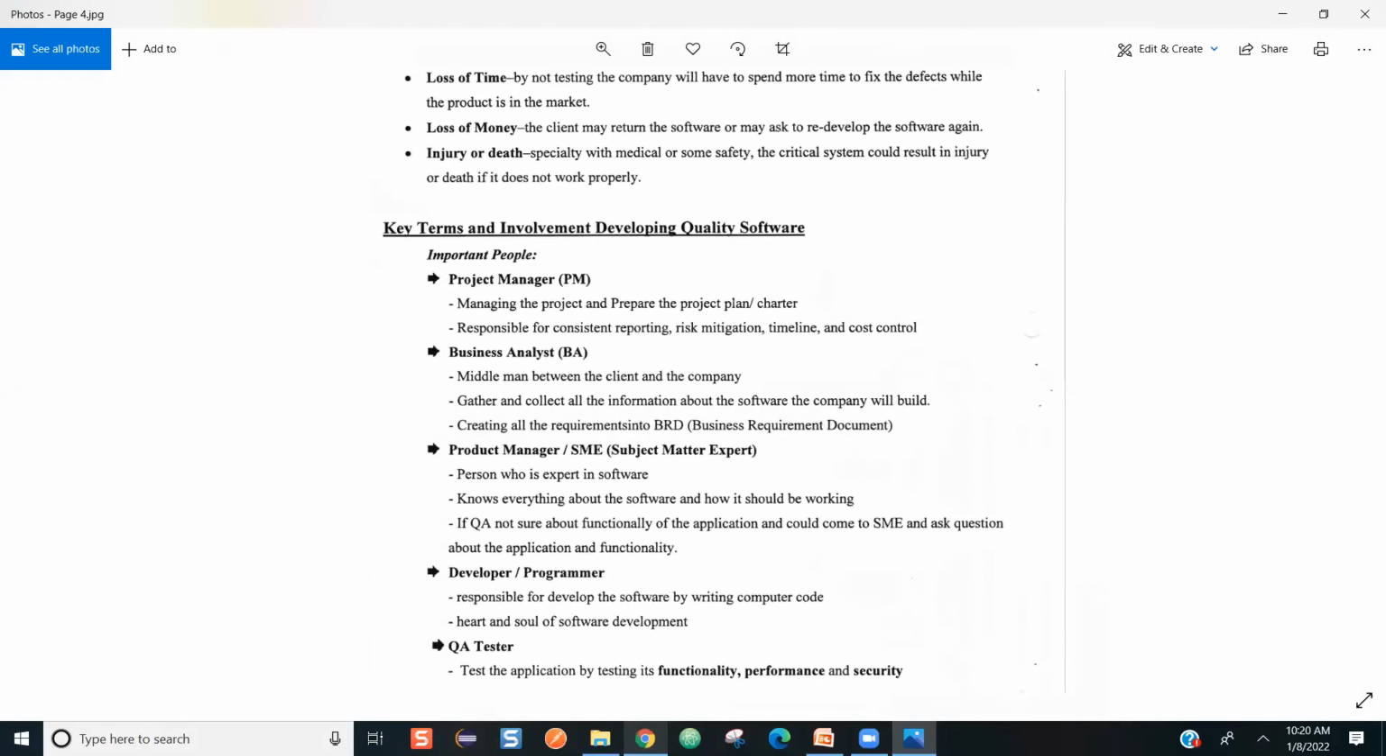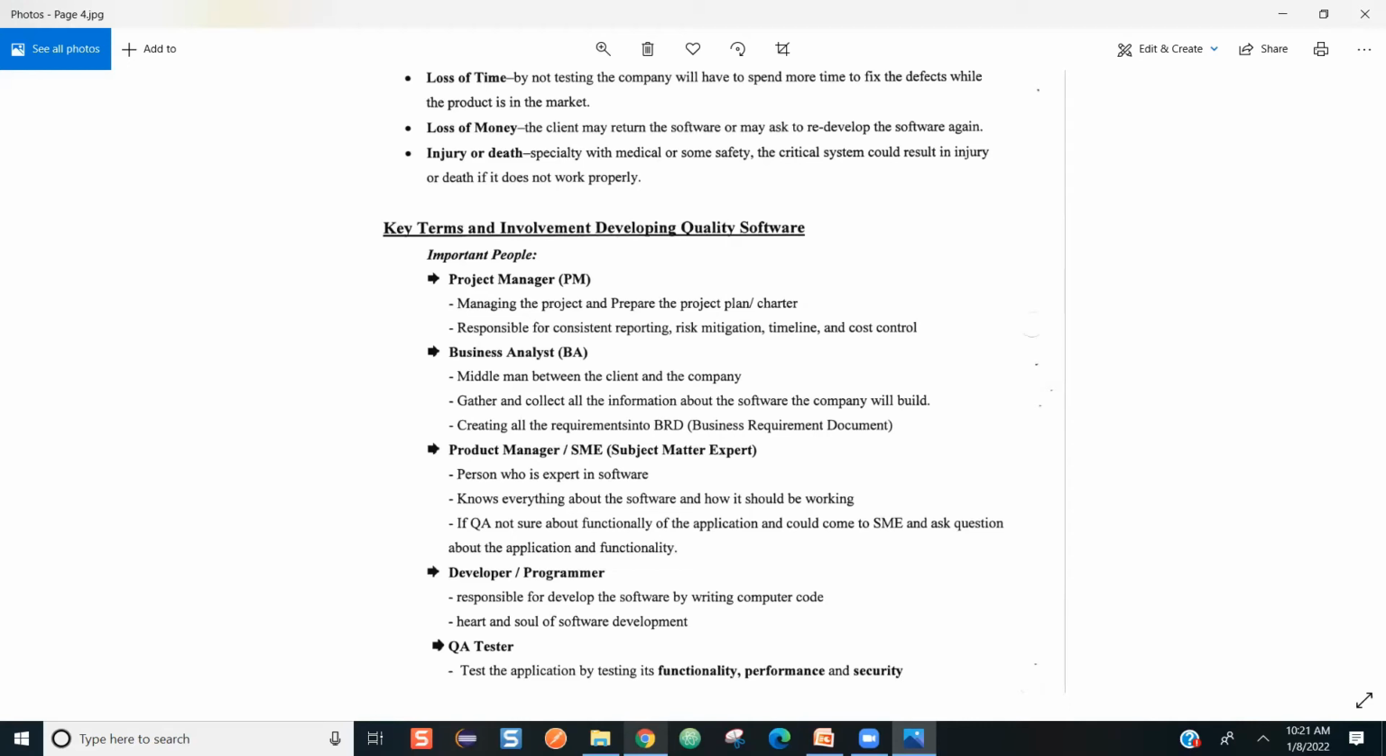Project manager: we are familiar with PM meaning prime minister in our country, and this terminology is widely used. But in the software development industry, PM means project manager. And the business analyst works as a middleman between the client, who is the end user who will be using the actual software or product, and the company that is developing the software or providing the service. It depends on the company and on the project.